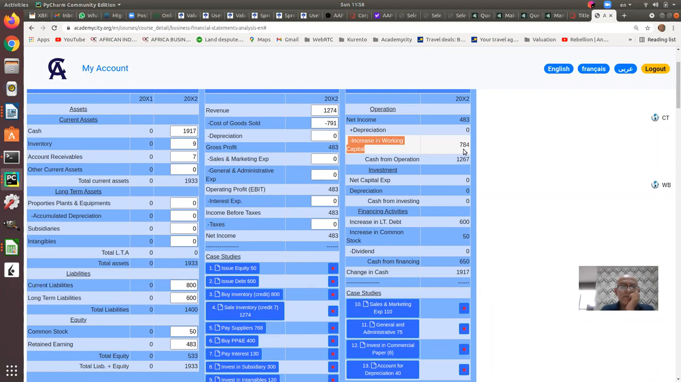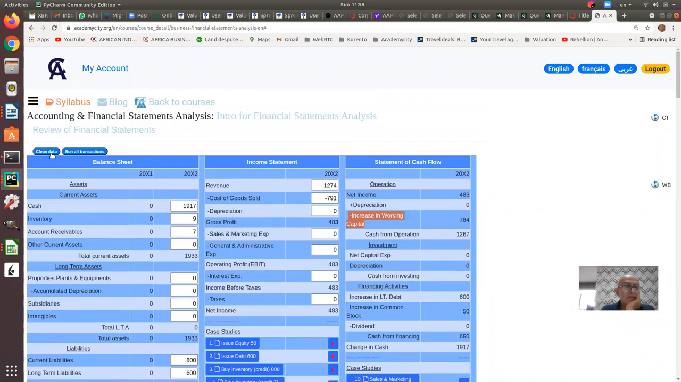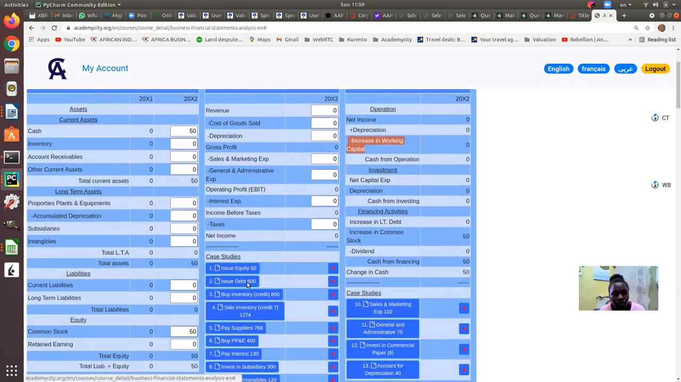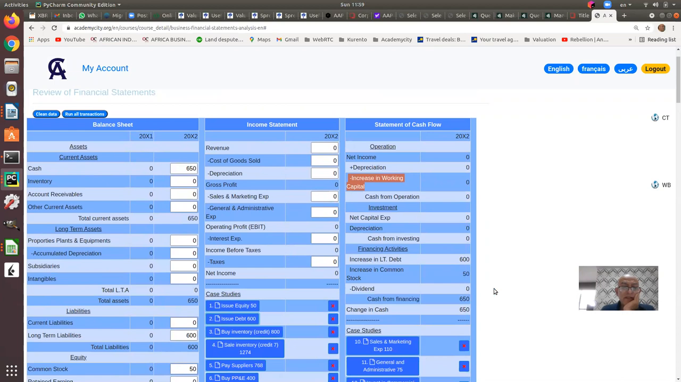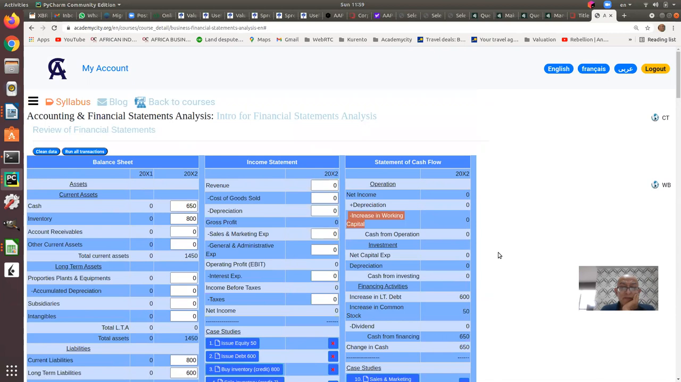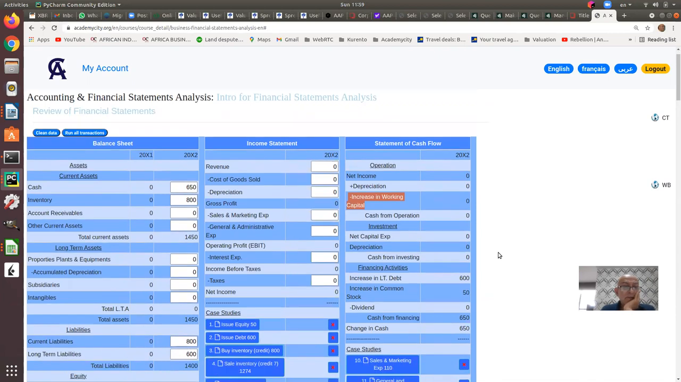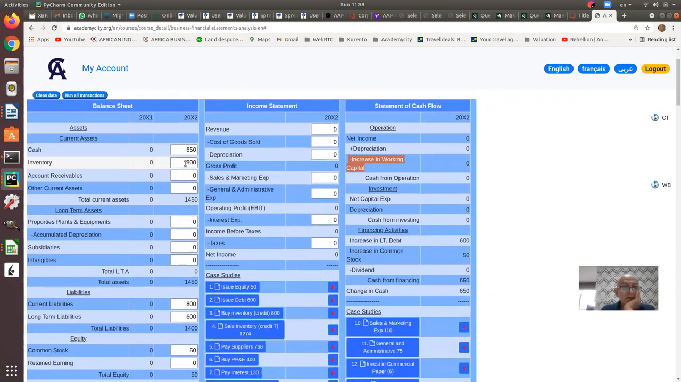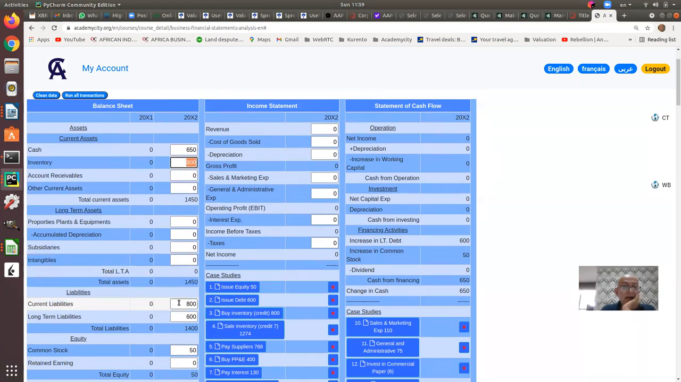How did I get that number? Let's do it all over. I got confused, and you should be confused. Let's go. Transaction number one, we understood. Transaction number two, we understood. 650, we understood. We bought inventory. What happened when we bought inventory? Our inventory went up. Our current asset went up. No change in working capital. Therefore, the whole change in cash is only 650.